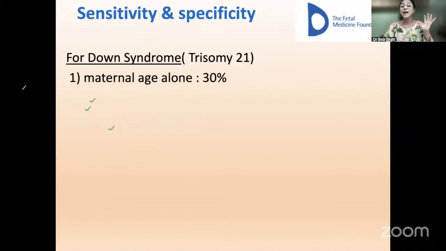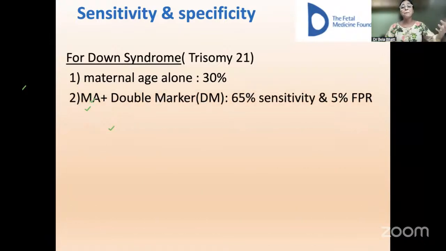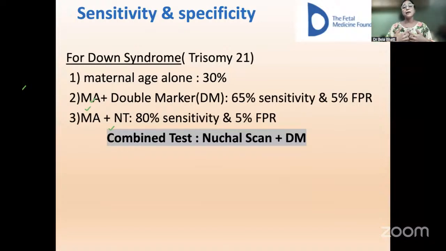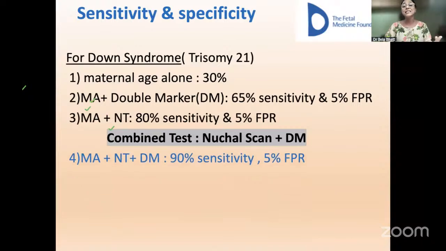So as I said, we started with only maternal age more than 35. In that case, the sensitivity detection rate was only 30% because we used to miss 70%. When we combined this double marker with maternal age, the sensitivity improved to 65%, with a 5% false positive rate. When we take maternal age with nuchal translucency, sensitivity is 80% for 5% false positive rate. But look at the magic. When we combine the double marker with nuchal translucency, the combined test gives a sensitivity of 90% for 5% false positive rate.